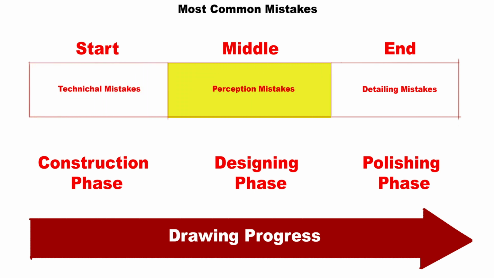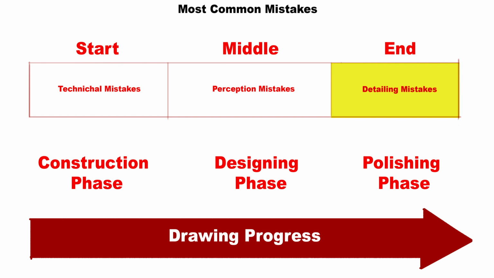If you had some perception mistakes, your object might look right, but something will look off. It will look like a confused perspective scene, and people won't know what's wrong with it, but they will just know it's not correct. Finally, the detailing mistakes will happen at the end as you are finishing up. And even if the construction is correct and the perspective is correct, adding bad details at the end, or the wrong ones, will mess up all the hard work you did previously.